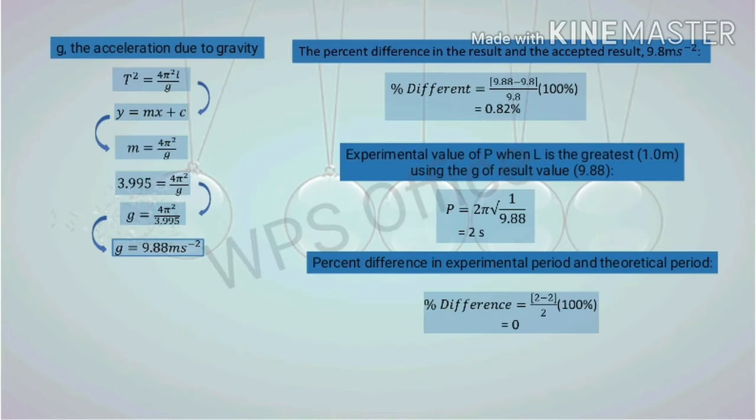From the derived equation, we get the acceleration due to gravity as 9.88 meters per second squared, which is close to the real value. Next, the percent difference between the result and the accepted result is 0.82%. The experimental value of the period when the length is the greatest, which is 1 meter, using the acceleration result value, is 2 seconds. For the percent difference in the experimental period and the theoretical period, we got 0 difference, which means the experimental period and the theoretical period are the same.